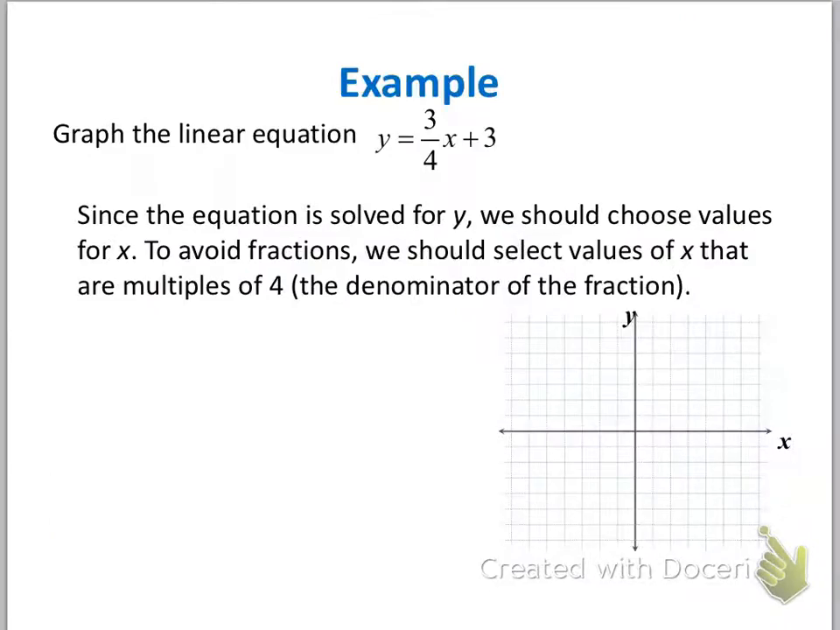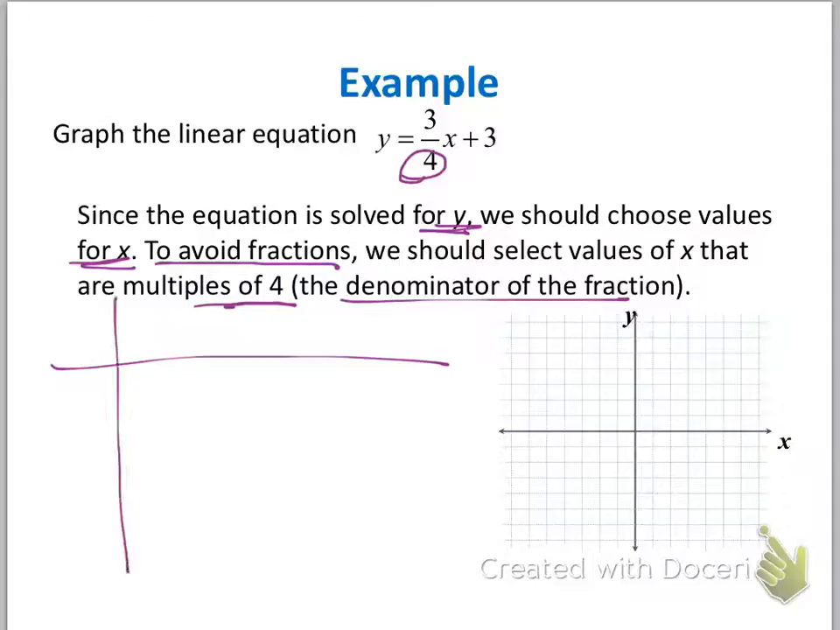Let's try another example. Graph the linear equation y equals 3/4 x plus 3. Since this equation is solved for y, we should choose values for x. That way we don't have to do backwards PEMDAS and all that. To avoid fractions, we should select values of x that are multiples of 4, the denominator. That'll just make the fractions disappear. So I'm going to make a big old table here. We're going to pick multiples of 4, and we're going to solve.